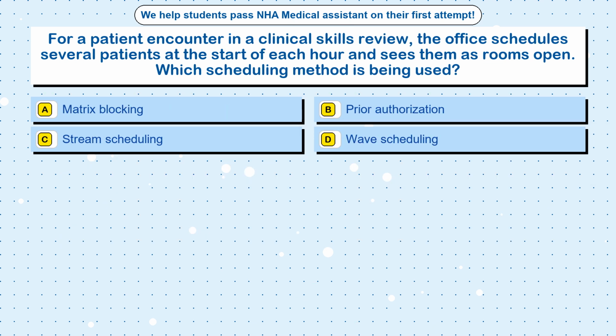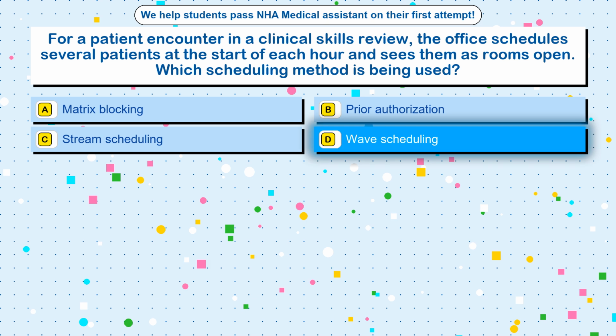Question 73. For a patient encounter in a clinical skills review, the office schedules several patients at the start of each hour and sees them as rooms open. Which scheduling method is being used? Option A, matrix blocking. Option B, prior authorization. Option C, stream scheduling. Option D, wave scheduling. The correct answer is option D, wave scheduling.